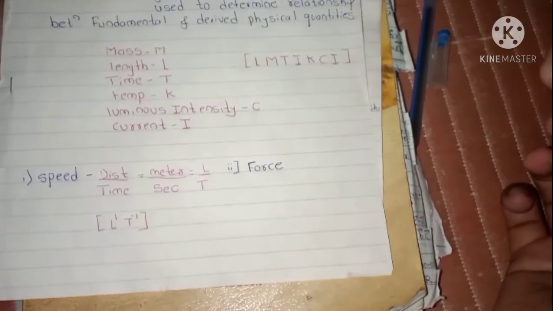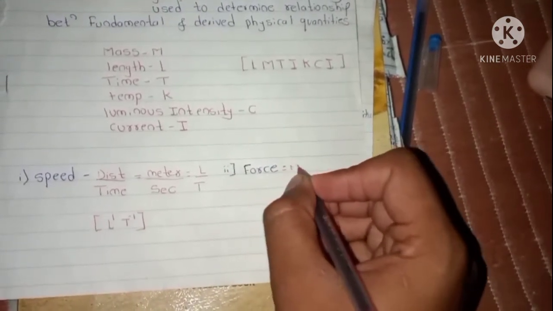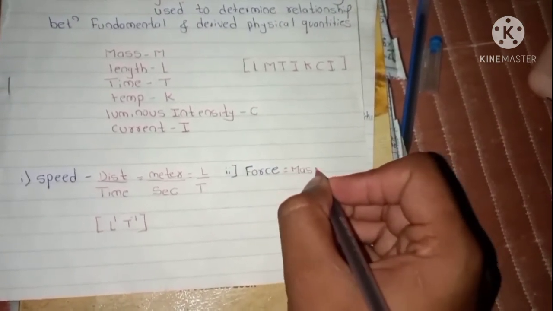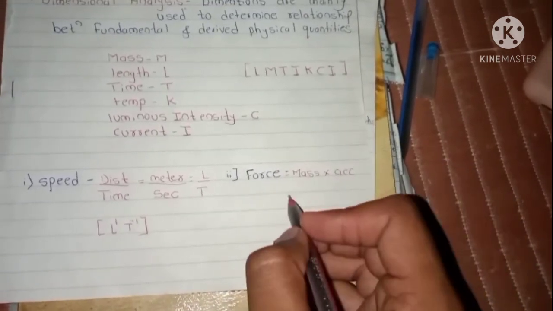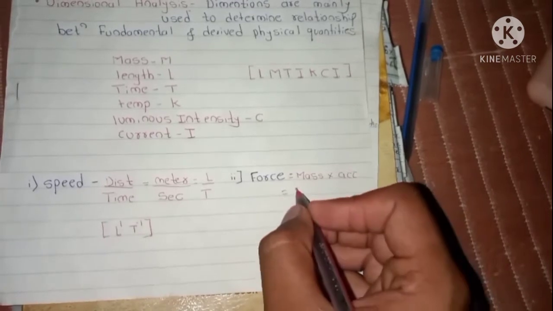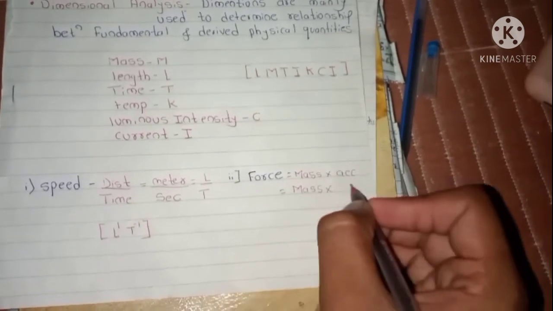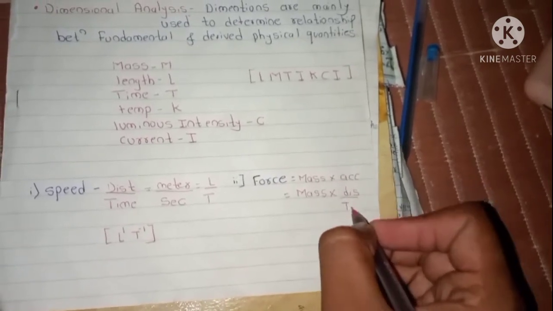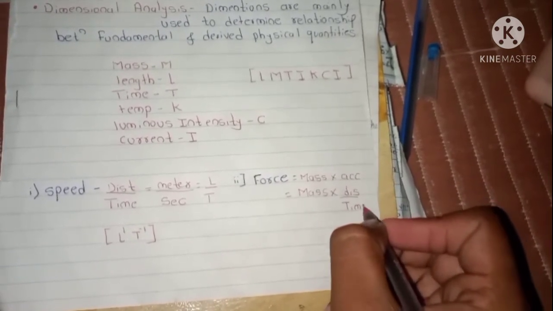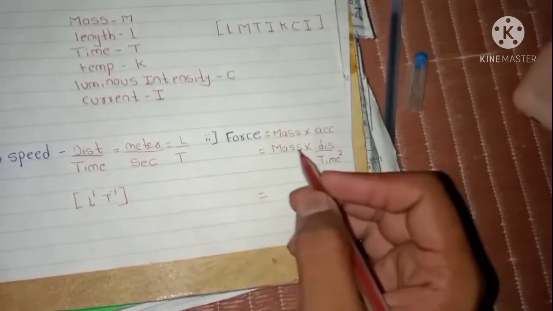Second, let's try to find the dimensions of force. So we have force is equal to mass into acceleration. But for acceleration we do not have any fundamental physical quantity, so we can convert acceleration into displacement upon time square. Let's start to find the dimension of force.